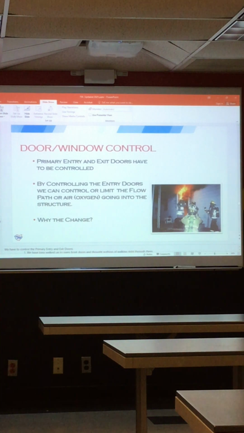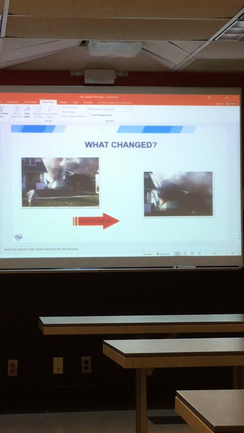So it says by controlling the door, we can limit or prevent oxygen from coming in, controlling the fire growth, all right? So again, why is the change? It's because of the buildings that we're working in, right? Construction and what we're putting in these buildings. Here they're showing the fire department shows up, we've already talked about it, just a little bit of light, hazy, lazy smoke. We make entry, we gave it that oxygen, now we got fire pushing out the side and the smoke's starting to become blacker and push out a little bit more.